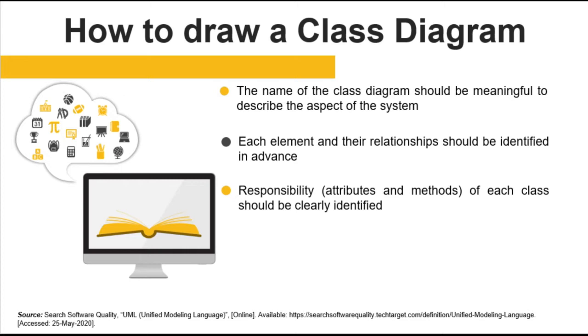The following points should be remembered while drawing a class diagram. The name of the class diagram should be meaningful to describe the aspect of the system. Each element and their relationships should be identified in advance. Responsibility, which is the attributes and methods or class fields and methods of each class, should be clearly identified.